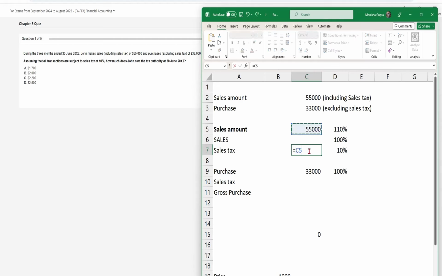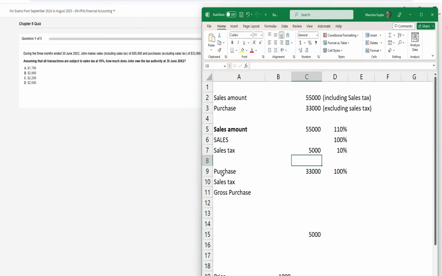We will take this value and multiply by 10% because we need to find the sales tax, and divide by 100. And why? Because this amount represents 110%, and dividing by 110% means we are getting the value of 1%, and again we are multiplying with 10% means we are getting the value of 10%. So that's 5,000. All right.